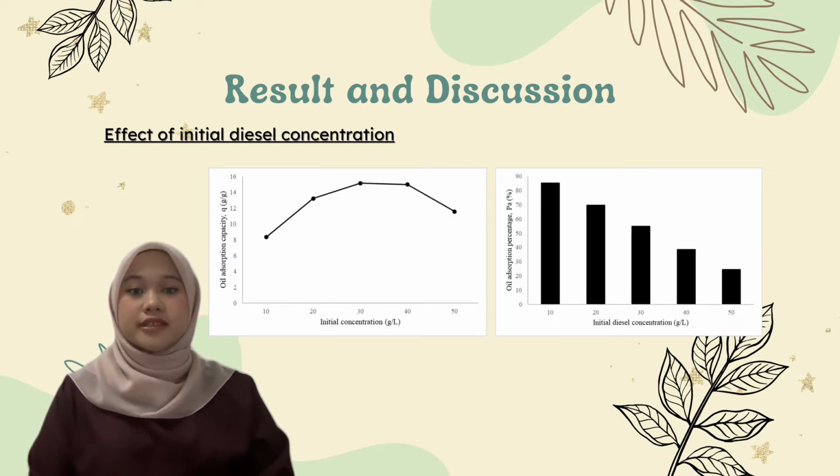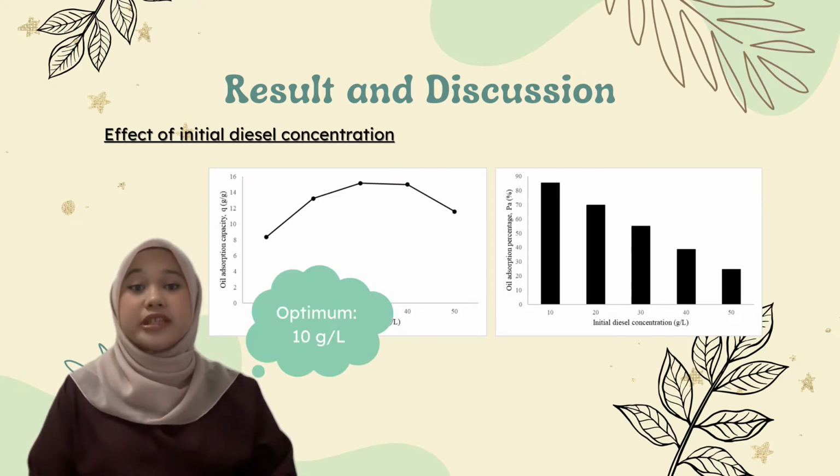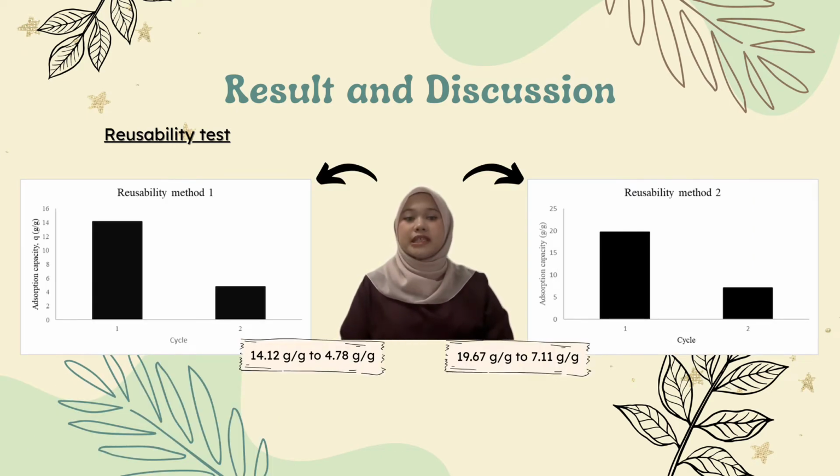Moreover, for the initial diesel concentration study, the optimal initial concentration is 10 gram per liter with a percentage of adsorption of 85.3%. Lastly, the reusability test shows that method 2 is more effective since the adsorption capacity from cycle 1 to cycle 2 only dropped a bit compared with the first method. But it is advisable not to reuse the PUF since it is inadequate to remove all the residual oil contained in the foam. Then we have an abundance of used PUF to be recycled.